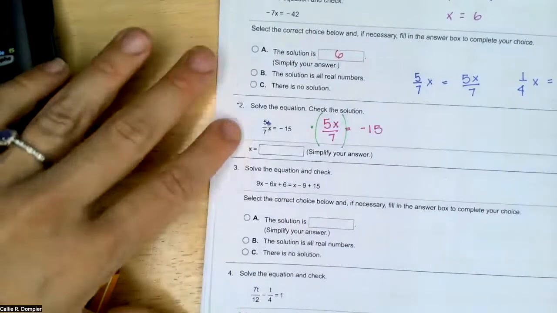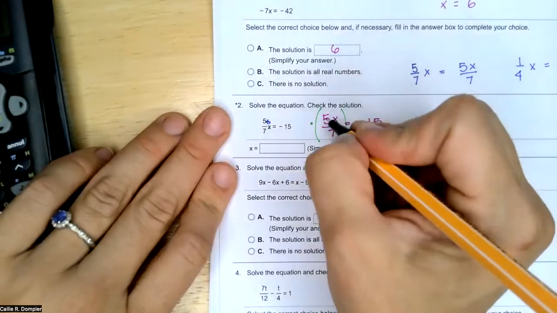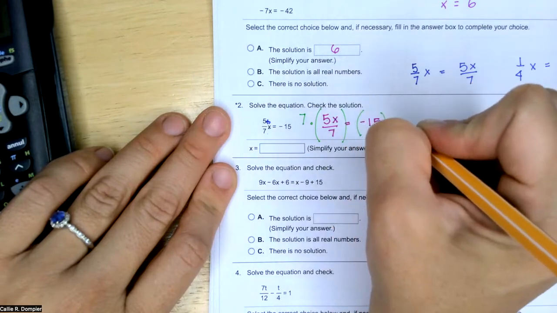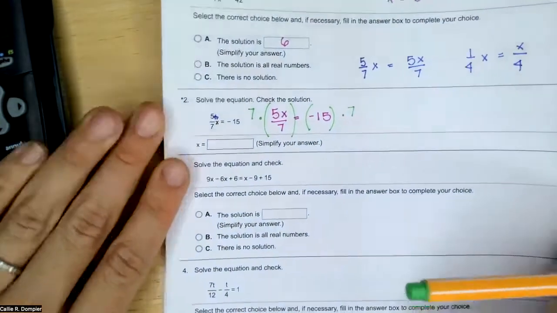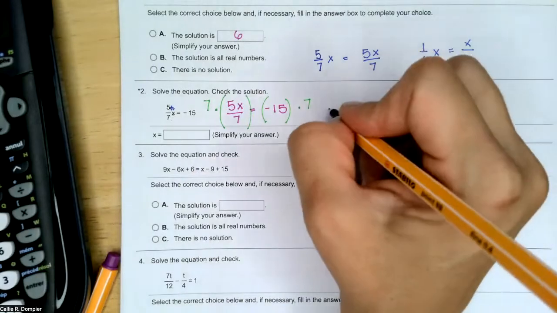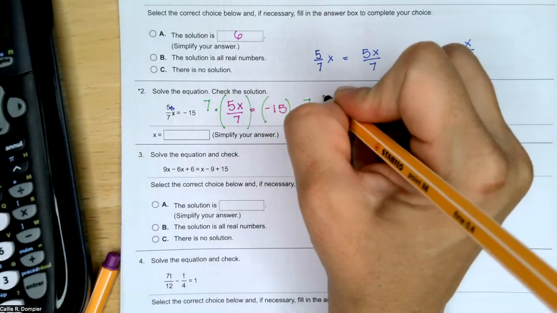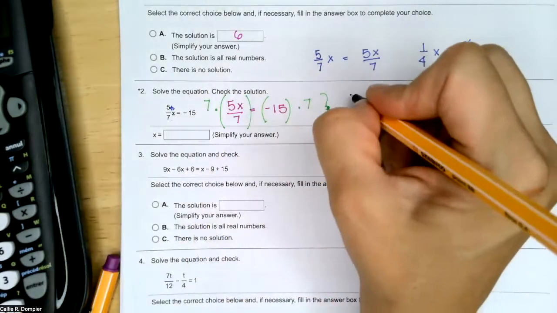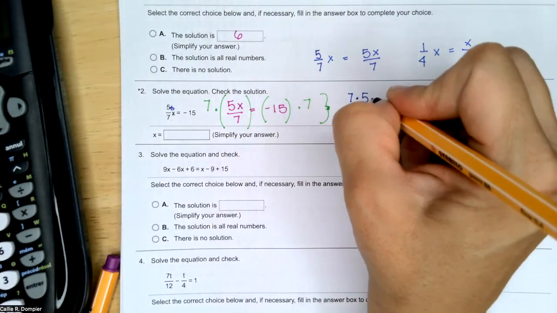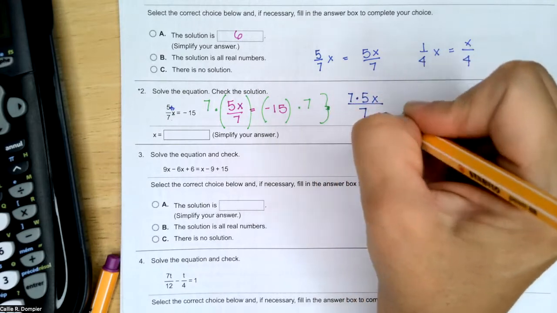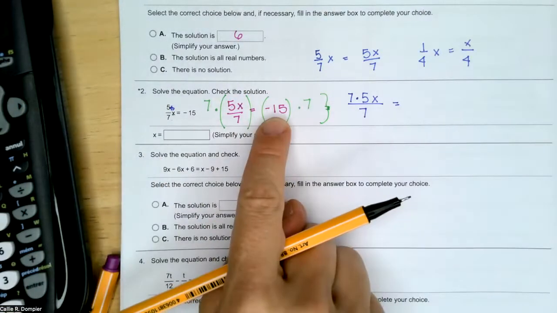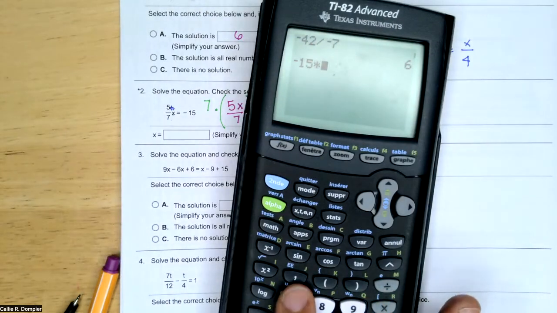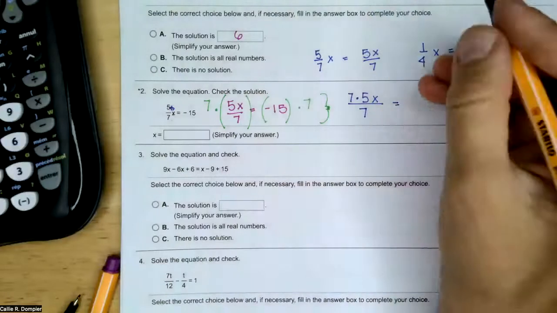So here it's 5x divided by 7. The bottom is 7, so I'm going to multiply by 7. Anything I do to this side, I have to do to this side. So that's going to be 7 times 5x over 7 equals, now we take negative 15 and multiply it by 7. Negative 15 times 7 is negative 105.